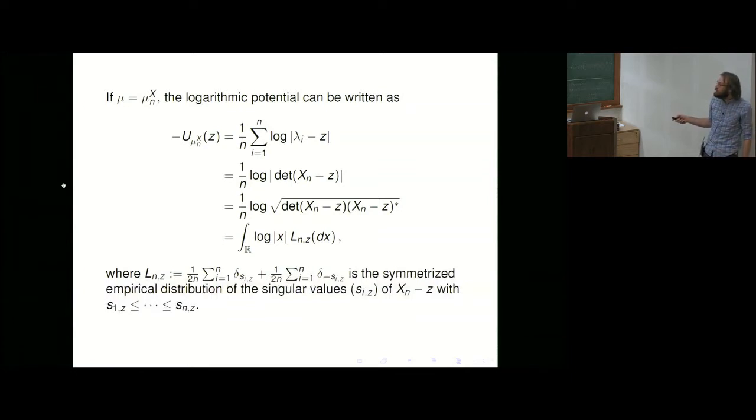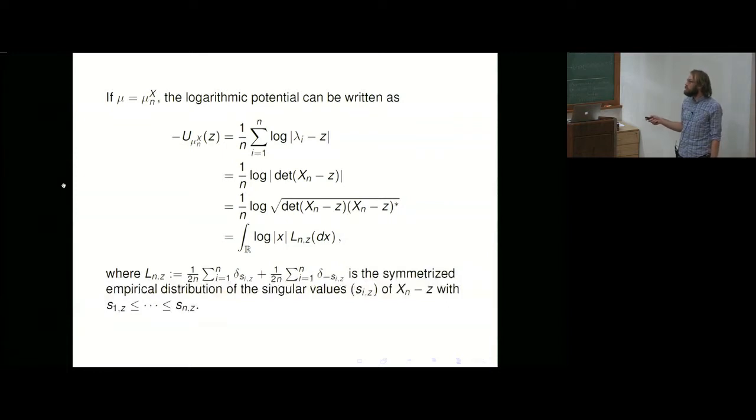But the sum of the log is the same as taking a log of the product, and the product of the eigenvalues is exactly the determinant. And then just expanding, writing the absolute value as the square root of the quantity times its adjoint, and using properties of the determinant, we have this expression. And then I just undo that step of turning a log of products into a sum of logs. So I can express the log potential as the integral of log of x against a new measure, L of x. And the main reason this is useful is that these are now the singular values, which are just eigenvalues of a Hermitian matrix.